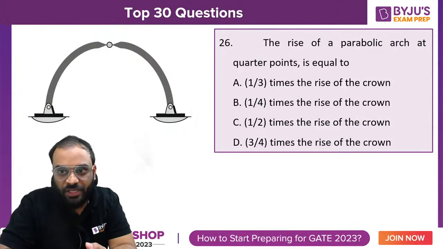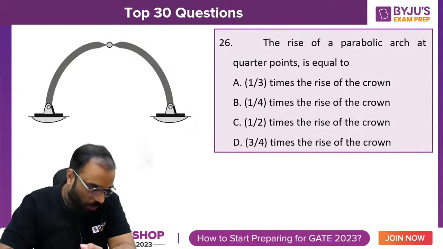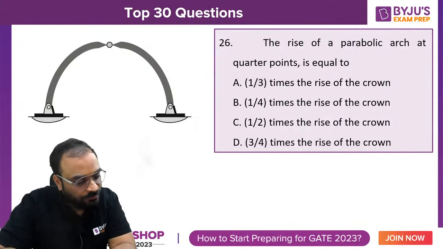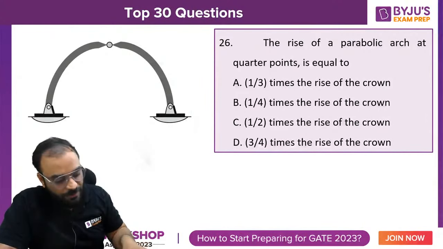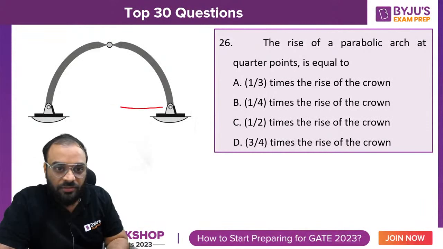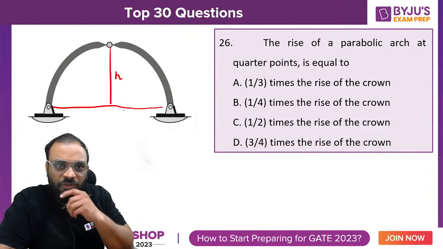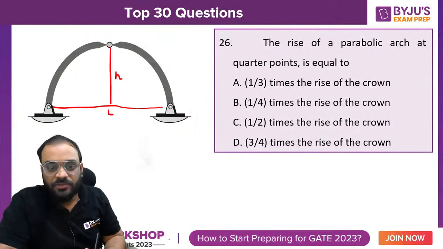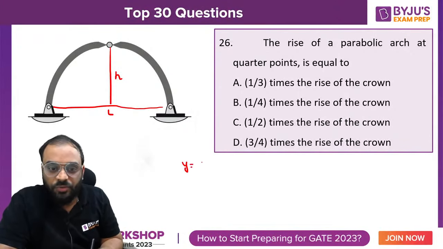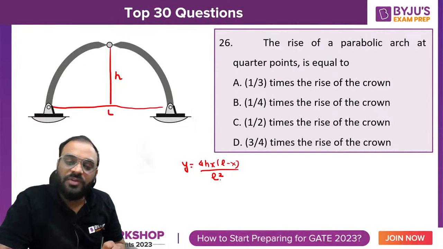The rise of a parabolic arch at a quarter point is equal to how much? This is a parabolic arch, and I think all of you know the equation of a parabola. This is h, which is the central rise, and this is length L, which is our span. Y is equal to 4hx into (L minus x) divided by L square. This is the basic relation of the equation of a parabola.